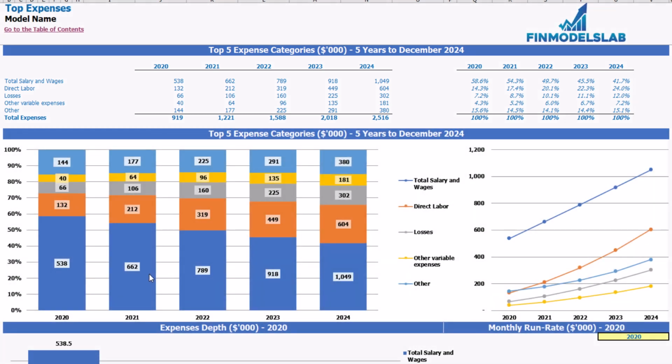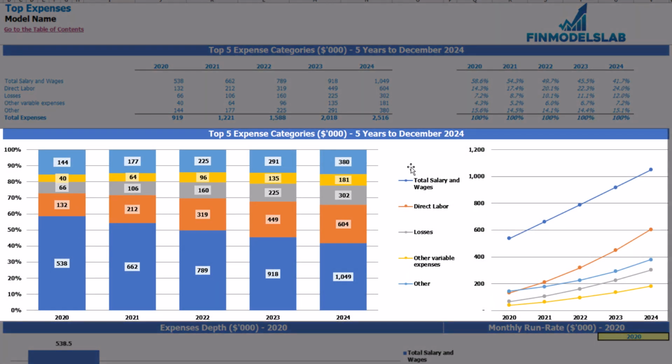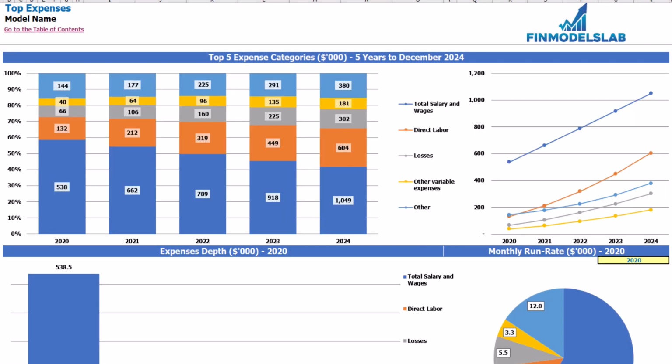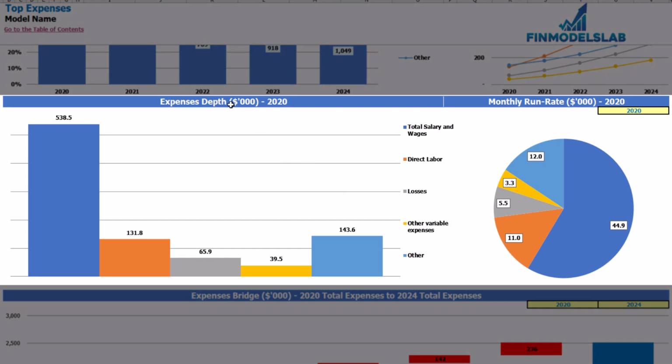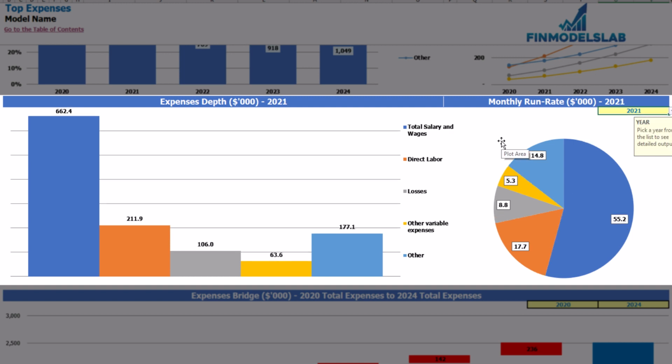The same information you may see on the charts below, where you may find the percentage breakdown and the absolute values breakdown. On the couple of charts below, you may find expenses depth and monthly run rate for the selected year. You're able to change this year, and you may see the absolute values and percentage breakdown on the pie chart.